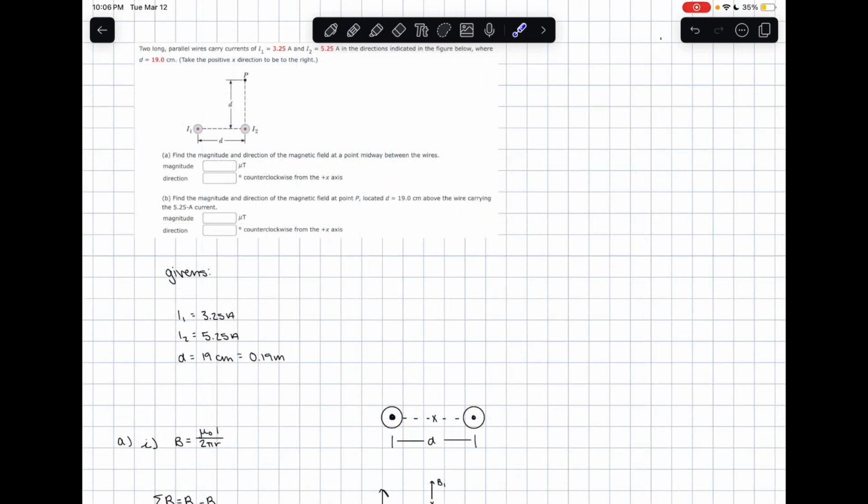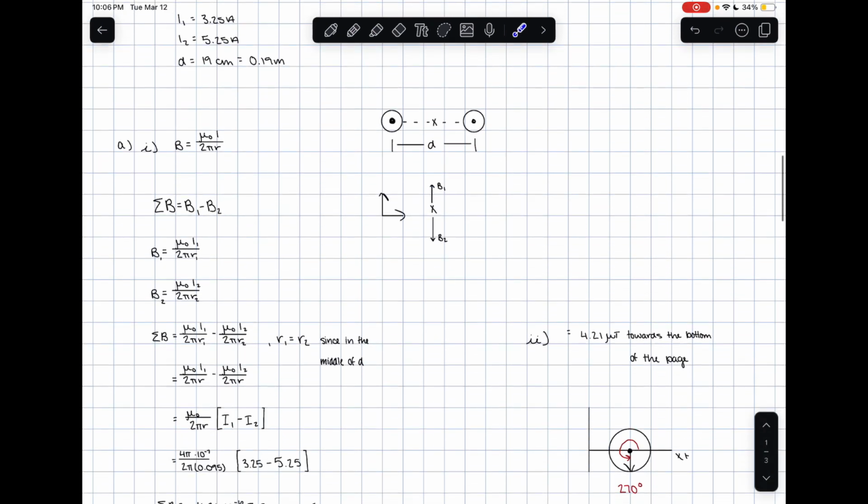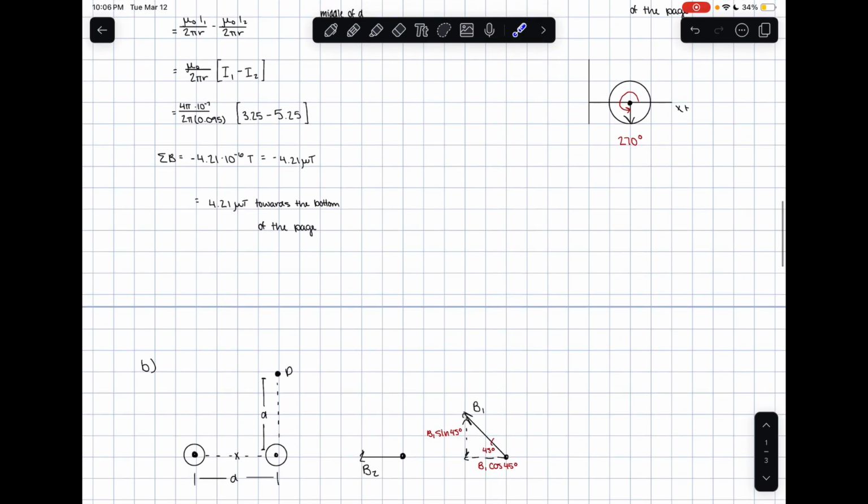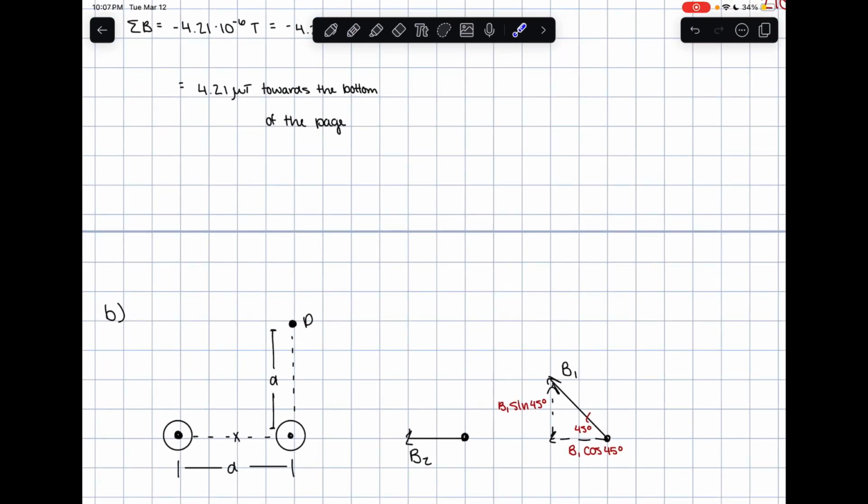Now, let's take a look at part B. Find the magnitude and direction of the magnetic field at point P, located D equals 19 centimeters above the wire carrying the 5.25 amp current. So first, we're going to be looking for the magnitude, and I really hope you enjoyed trig. So we're going to redraw the figure once again because it's easiest to visualize if we have the picture in front of us. And we're going to start by drawing our vector diagrams.